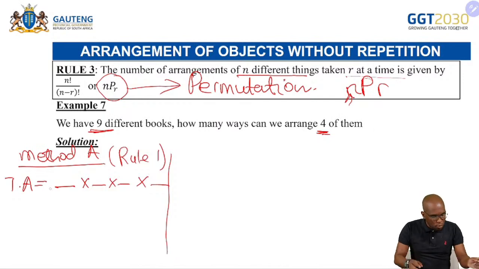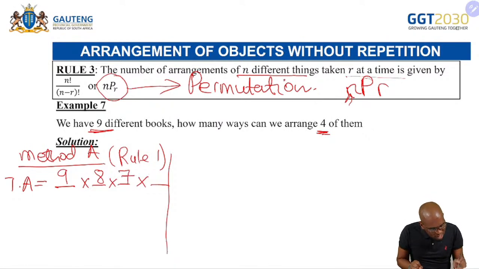Since I have 9 books, I'll have 9 options for the first position. And then I'll have 8 options for the second position. Why is it 8? Because I've already used 1 book, so I'll have 1 less option from the overall number of options. Now the third one, I've used the second book, which means I'll be left with 7 options, and then the fourth one, I'll obviously be left with 6 options.